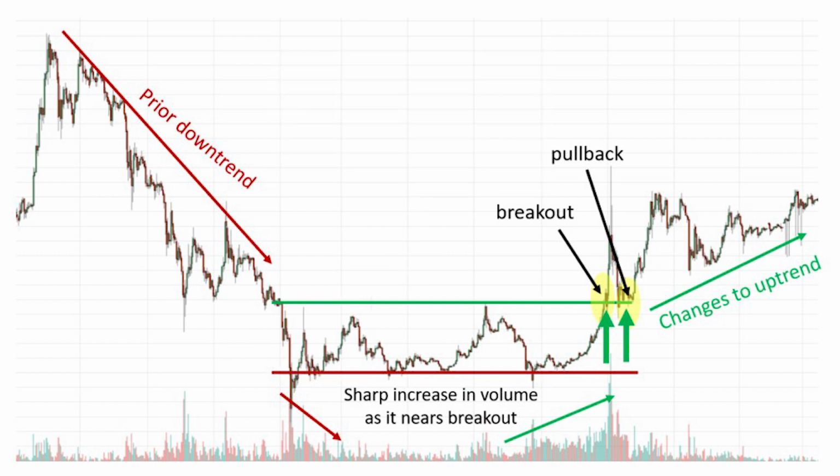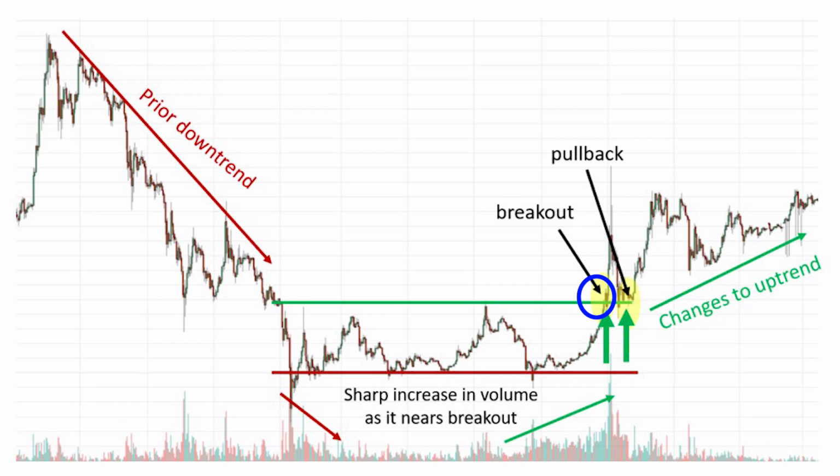In this example, we see that the volume decreases as the rectangle pattern, which is the accumulation phase, starts forming, and then sharply increases once a breakout is about to happen. As a trader, we can look to enter when the breakout happens or wait for the first pullback after the breakout to enter the market. This will get us onto the new trend right from the start.